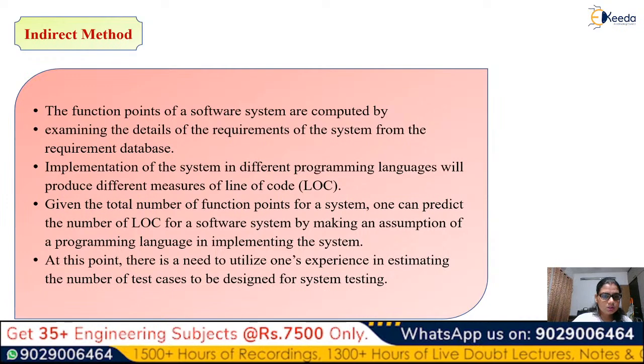The implementation of the system in a different programming language will produce different measured lines of code. Of course, whether it is an operating system, Windows, Linux, or a different application software, different programming languages will produce different measured lines of code. One programming language, suppose C, will give me thousands, while Visual Basic will give me some hundreds, for example. Maybe with certain things which are required to expand, or required to contract.